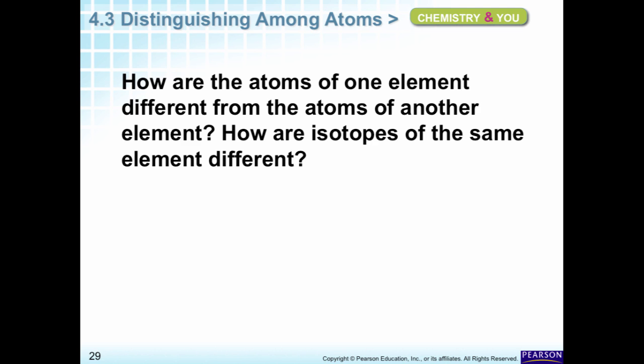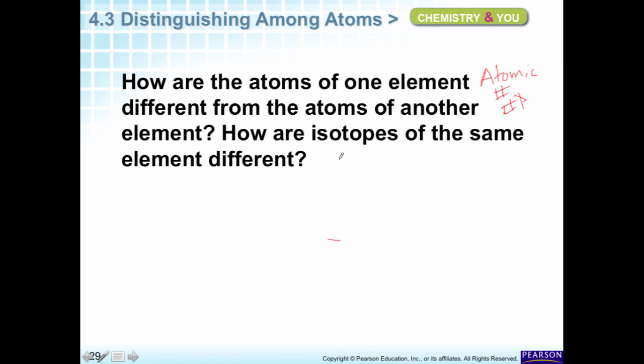Now, how are atoms of one element different from atoms of another element? And how are isotopes of the same element different? So let's answer the first question first. Atoms of one element, what makes them different? Okay, it's their atomic number, right? So atomic number is the number of protons.